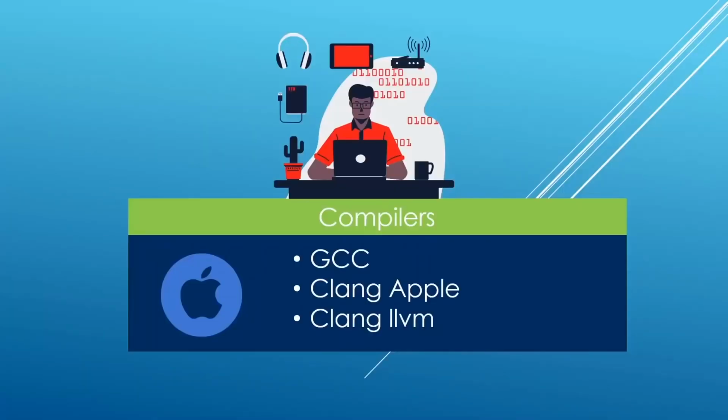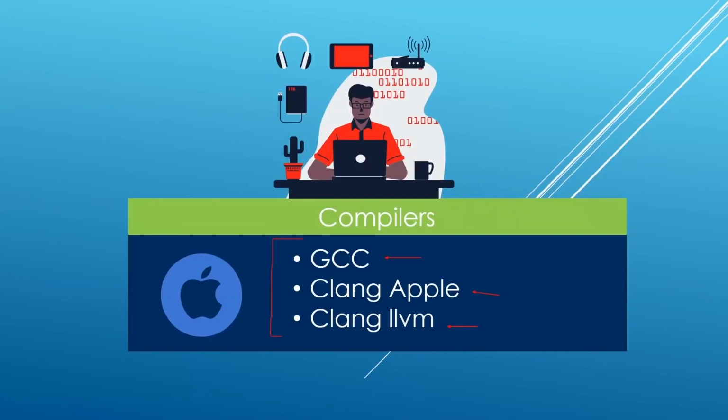In this video, I am going to show you how to install a C++ compiler on your macOS system. And we have a bunch of options on the Mac. We can install the GCC compiler, we can install the Clang version of the Apple company, or we can install the Clang LLVM version. All these are options, and I will show you how to install these.